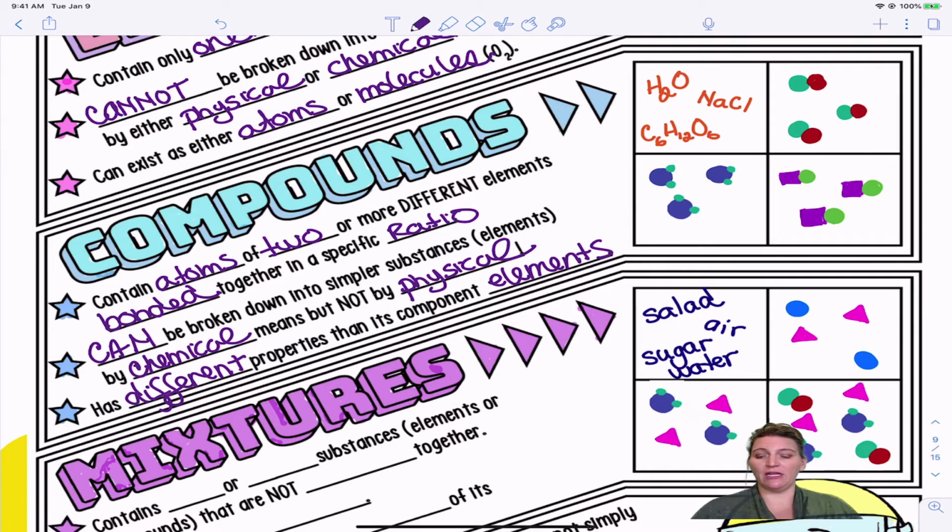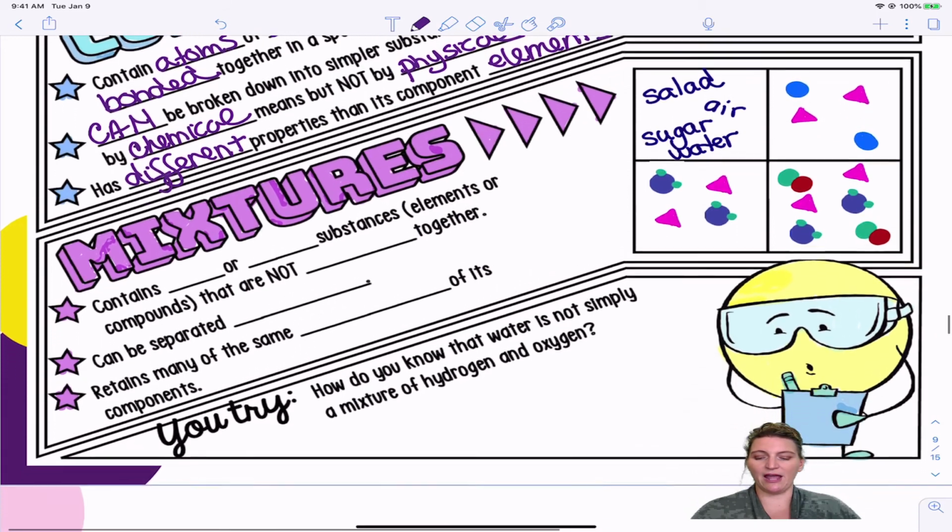And you can see in the other particulate diagrams that there are two circles, a green circle and a red circle. Those are the two different elements. They're bonded together. They're always in the same ratio. But in that box, it's only one type of molecule, or only one particle of that compound. That's what makes the difference between a compound and what is next, which are mixtures.